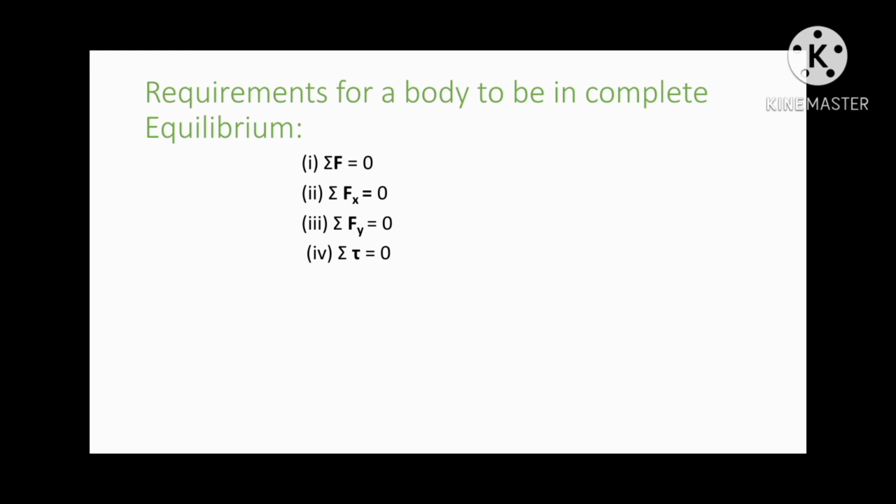Our first point is sigma F is equal to 0. Our second point is sigma Fx is equal to 0. I mean the sum of all the forces acting along the x component is equal to 0. Our third point is sigma Fy is equal to 0. I mean the sum of all the forces acting along the y component is equal to 0. Our fourth point is sigma tau is equal to 0. I mean the sum of all the taus should be equal to 0.